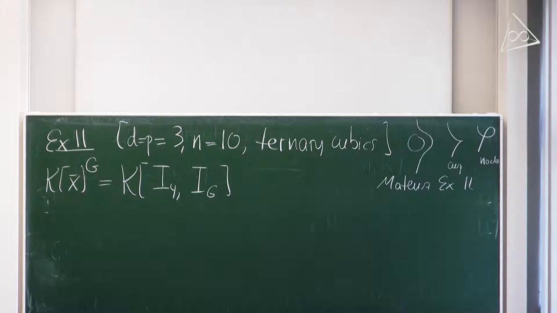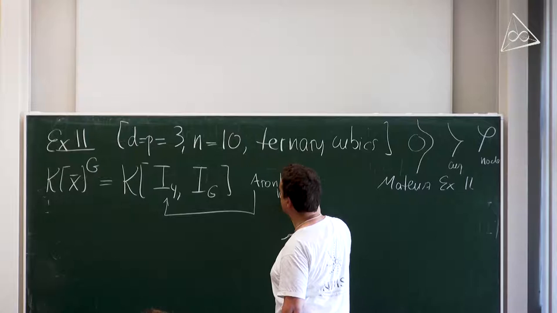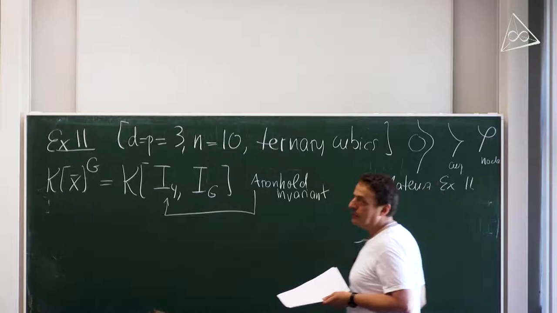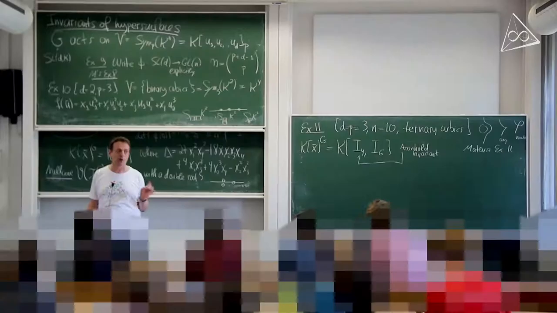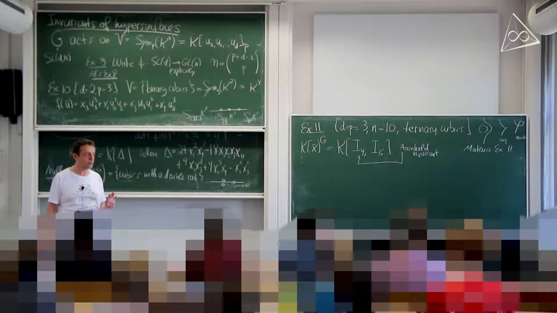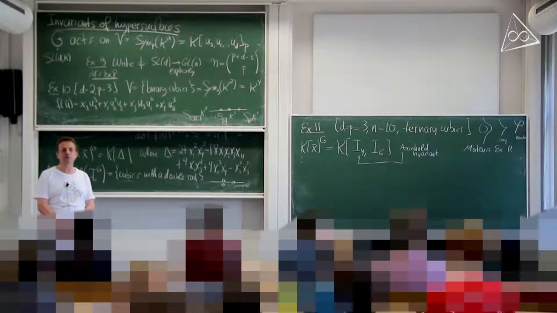I4 has a name. It's called the Aronhold invariant. This is an important invariant, so we talked a little bit about tensors and tensor decomposition. If you have a ternary cubic, of course, it's a symmetric 3 by 3 by 3 tensor. The rank of such a tensor typically will be 4. But it could happen on a hypersurface that the rank drops to 3, and that's the Aronhold invariant, right?